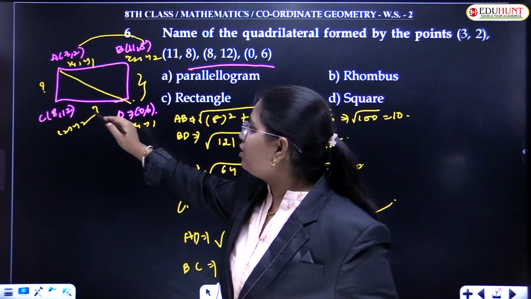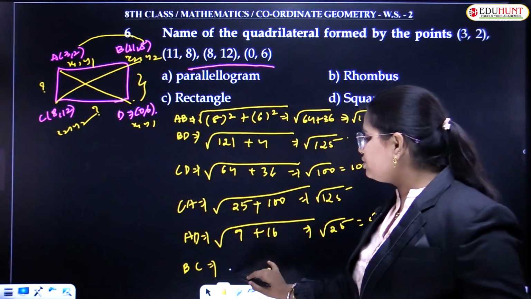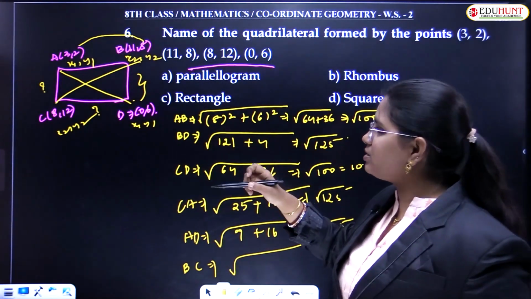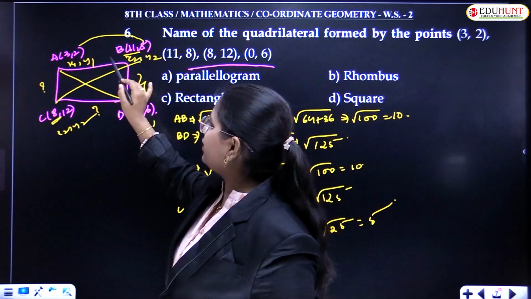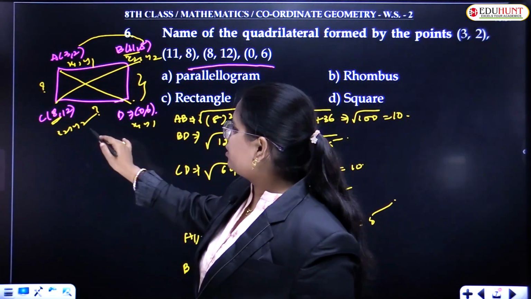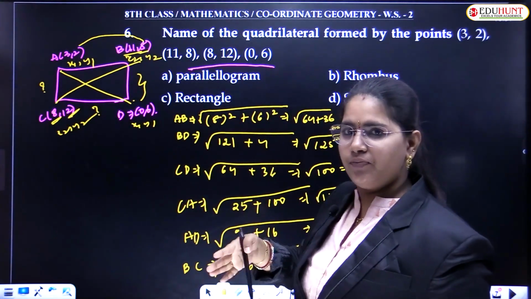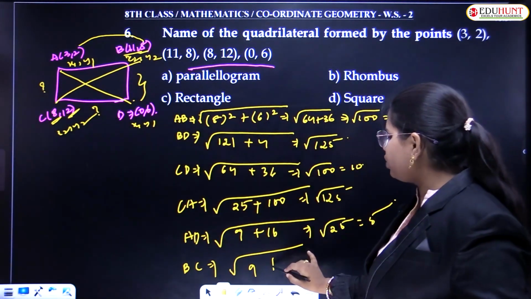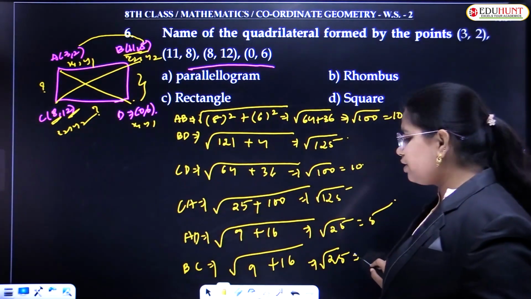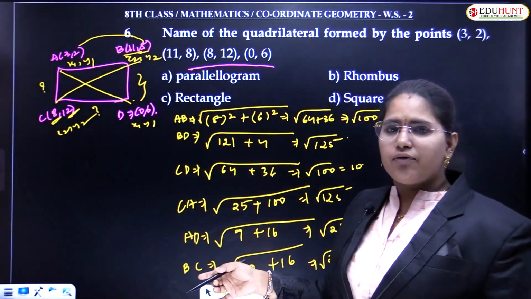What is the next diagonal? We have BC. So what is the BC diagonal? Just calculate 8 minus 11. What is 8 minus 11? It is minus 3. 3 square is 9. Again 3 square is 9. Next, 12 minus 8 is 4. 4 square is how much? Again 16. So 9 plus 16 is how much? Again 25, and root 25 is 5.